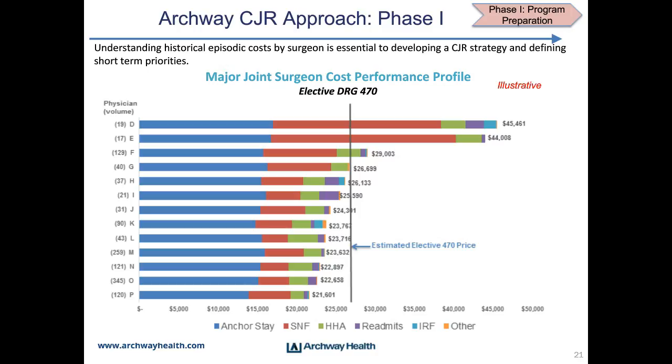Clearly, the red piece here is skilled nursing facility. He's a very high utilizer of skilled nursing facility services. The purple is readmissions. He's also a relatively high number of readmissions. The other piece, though, is he's relatively low volume. It's only doing 19 cases. So some sort of discussion or understanding of what's going on with Dr. D and thinking about a strategy specific to that physician would be, I think, important here. Dr. F is also an issue, a different kind of issue. Pretty high volume, 129 cases, but also pretty high cost, very high SNF utilization. So strategies obviously differ depending on the situation, but wanting to understand what your performance looks like by surgeon.